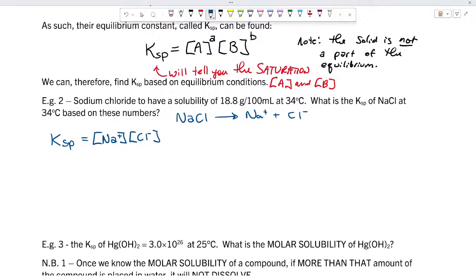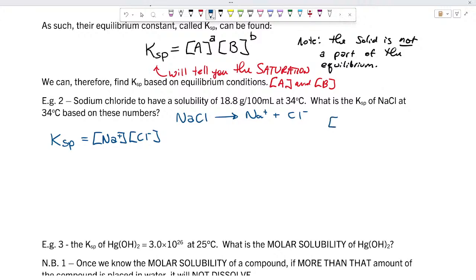Okay. We don't have to do an ICE table because we already know the equilibrium level. Does that make sense? No ICE table necessary because this isn't the initial. This is equilibrium. This is when it's saturated. Does that make sense? So this is actually easy. So all we have to do is calculate the concentration of these.